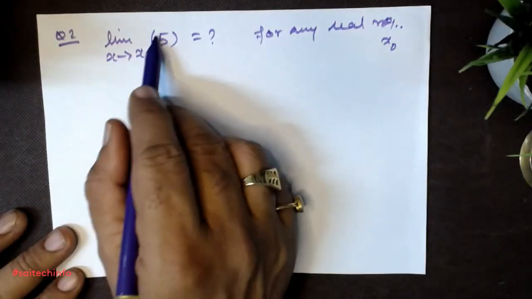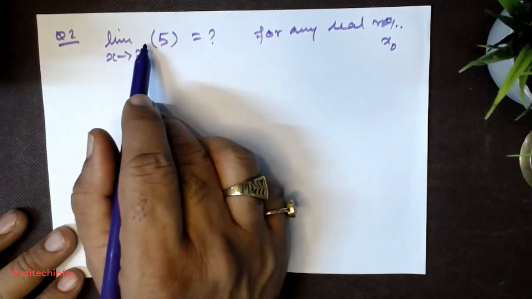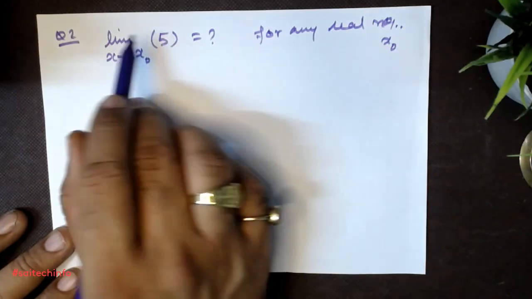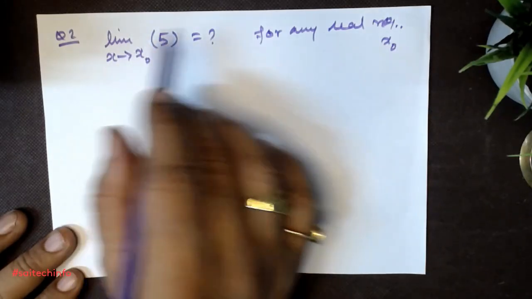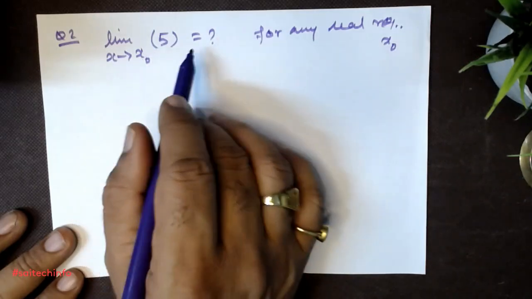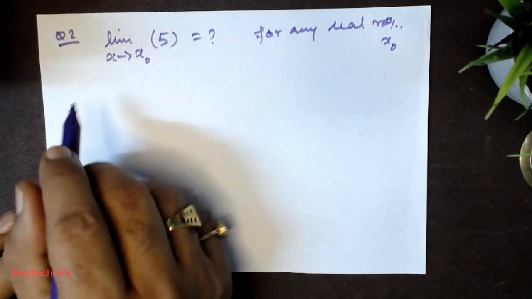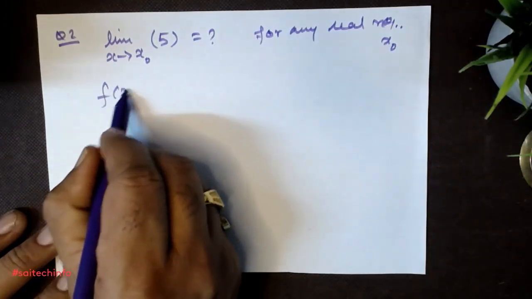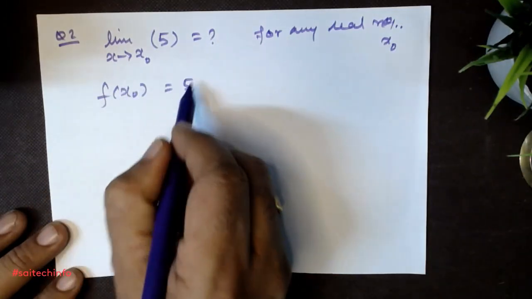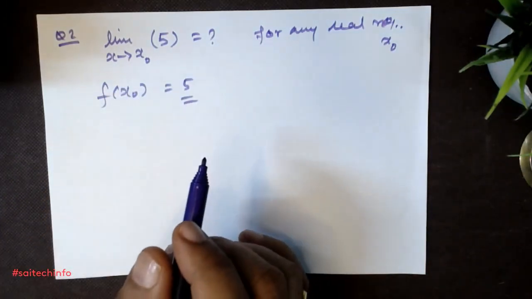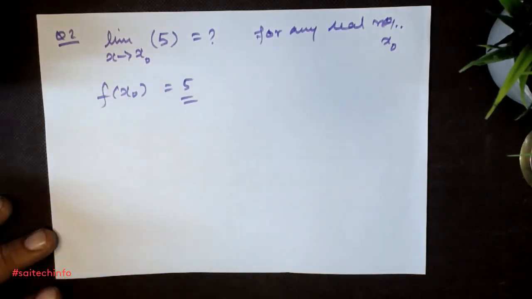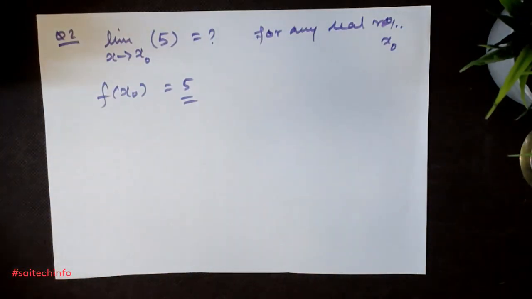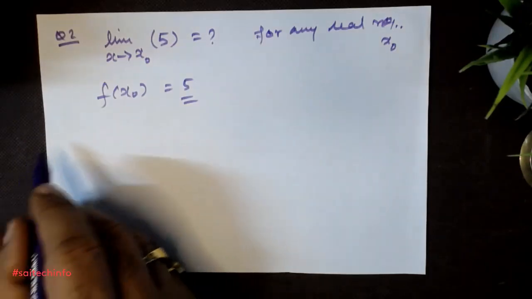You know very well there is no x to replace here. You have got only 5, the constant, no variable is present. So this is a constant function. So in that case f of x naught is equal to 5, being a constant function. Next question.